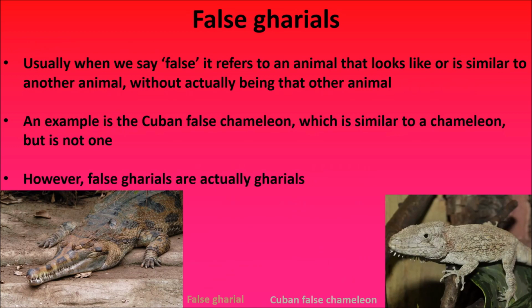But then we also have false gharials, and usually when we say false, it refers to an animal that looks like or is similar to another animal without actually being that animal. An example is the Cuban false chameleon, which you can see in the bottom right, which is similar to a chameleon, but is not actually a chameleon. However, false gharials actually are gharials. Okay, we've now gone through those two creatures, so now we're going to move on to alligators.